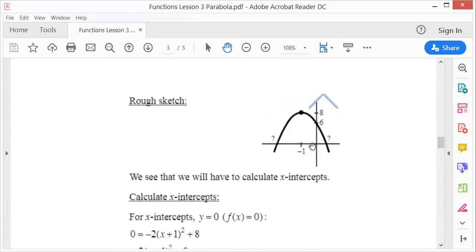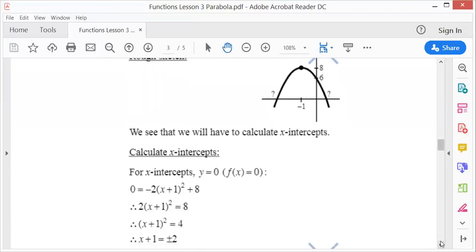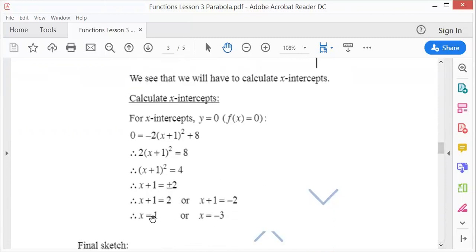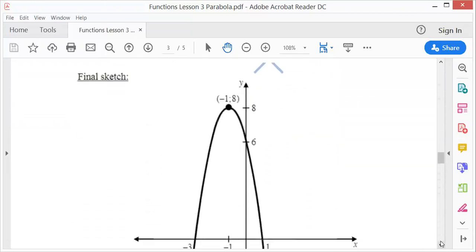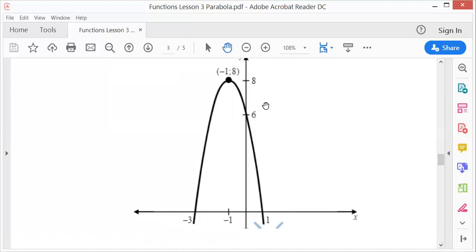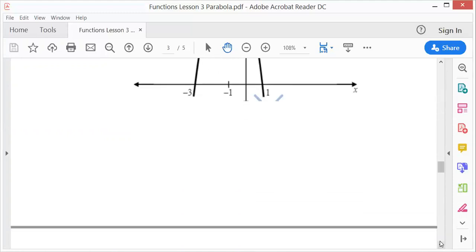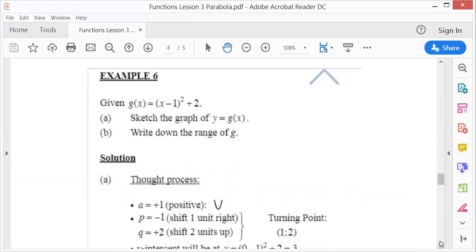Then there's a rough sketch. Y-intercept is 6, turning point minus 1 and 8, and a frowning face. But then you see the graph will have x-intercepts. To find the x-intercepts, you make y 0 and solve for x, and you get x is plus 1 or minus 3. So the final graph, there you are. X-intercepts 1 and minus 3, y-intercept is 6, turning point is minus 1 and 8. Cool.